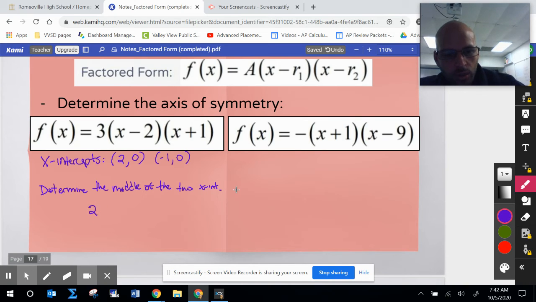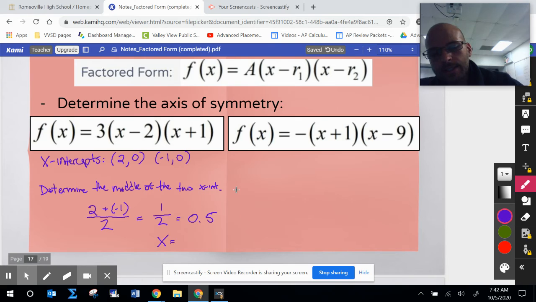So I had one at 2 and at -1. So if you add your two x values together and divide by 2, that's going to find the average. That's going to find the middle. So 2 plus -1 is 1 over 2. And if you divide that, you get 0.5. So my axis of symmetry is at x equals 0.5. Okay, so at 1/2. All right, that would be the location of the axis of symmetry.